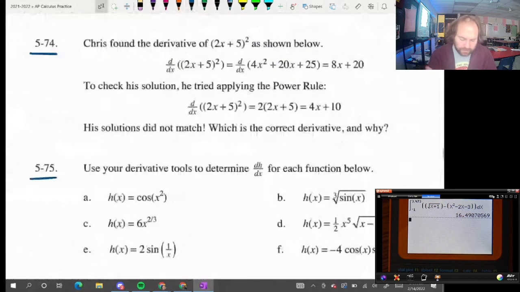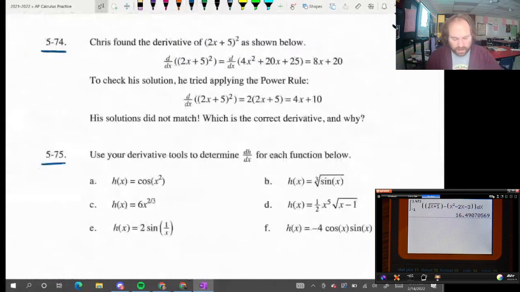574. Chris found the derivative of 2x plus 5 squared as shown below. Looks like he expanded it and got 4x squared plus 20x plus 25, which is correct. Took the derivative of that and got 8x plus 20. I think that's correct. To check his answer, he tried the power rule, and he took the 2 down and multiplied it in front and got 2 times 2x plus 5 and only got 4x plus 10.